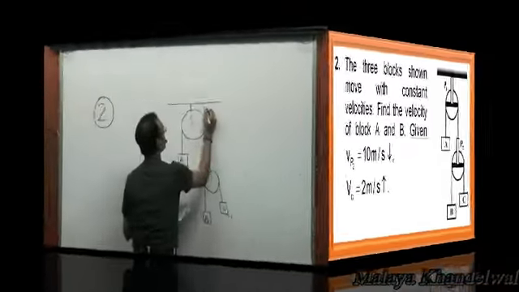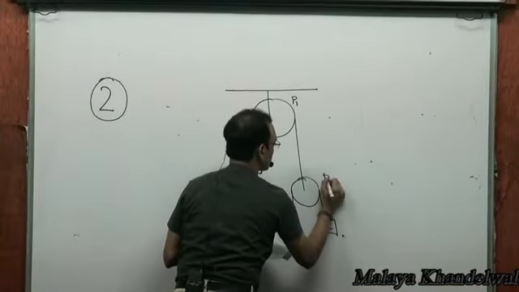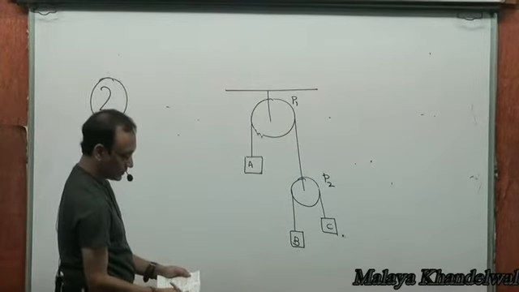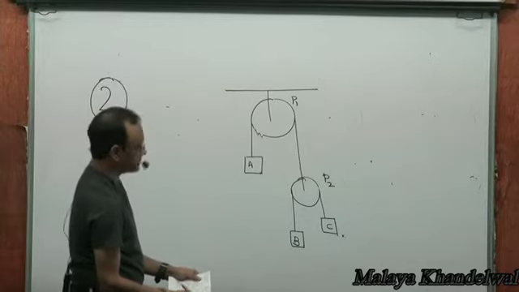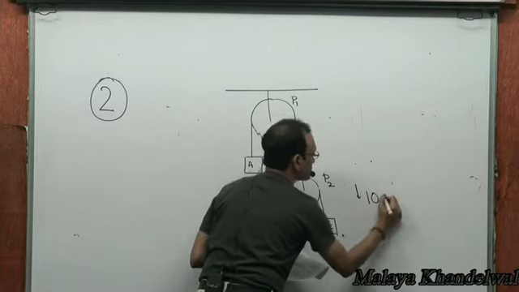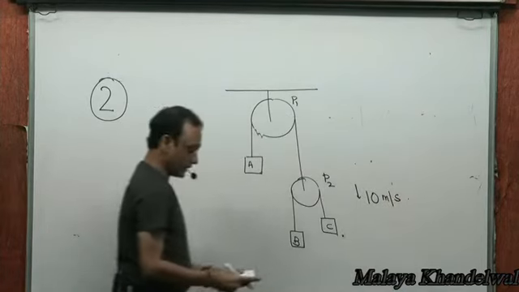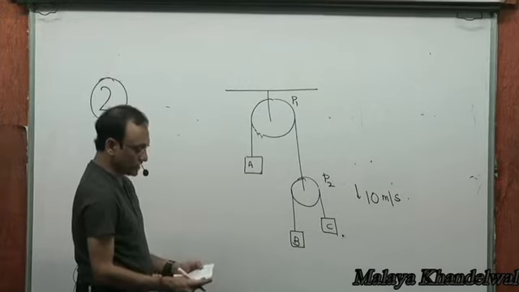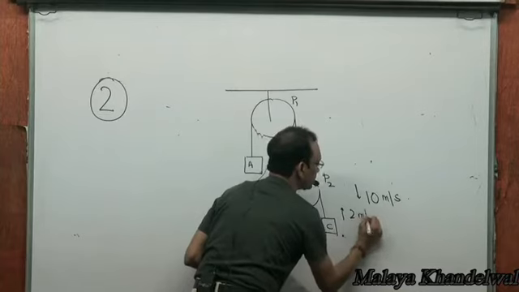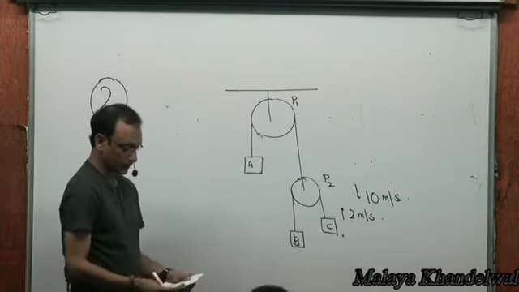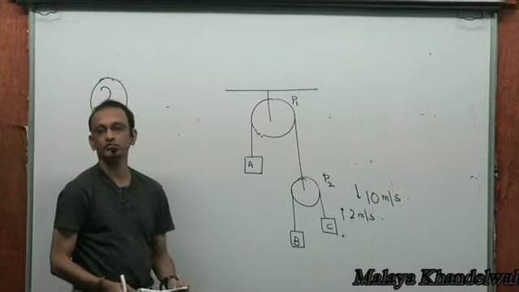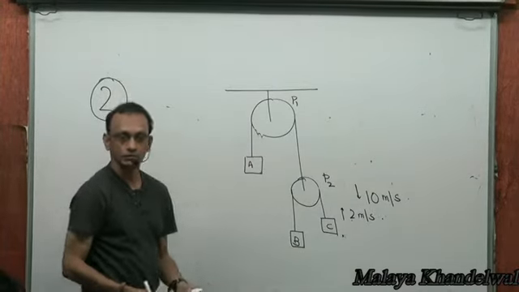So there are these two pulleys, P1 and P2, and 3 blocks, A, B, and C. Velocity of P2 is given to be 10 meters per second downwards. And velocity of C is 2 meters per second upwards. We want to be able to find the velocities of block A and block B.